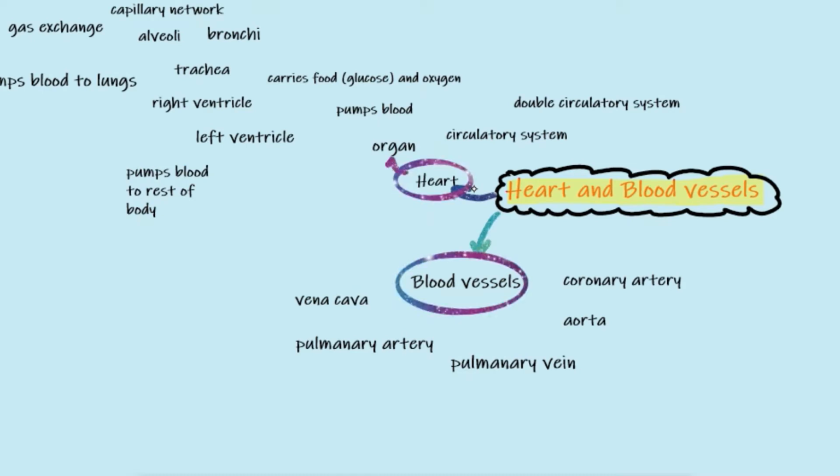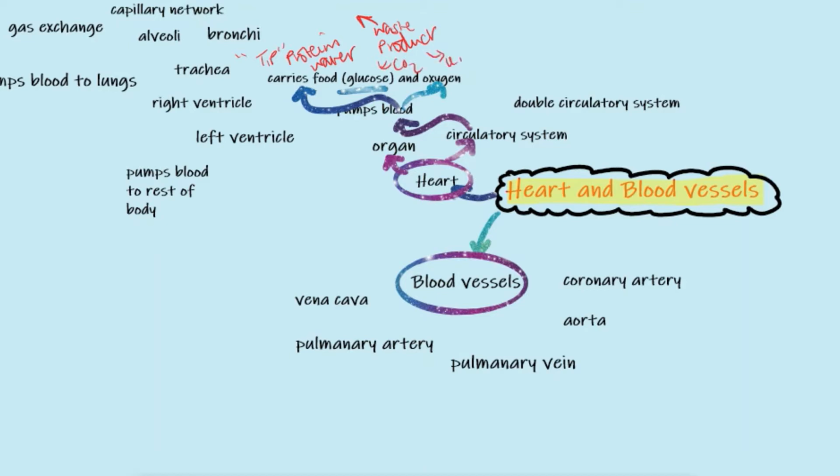The heart is an organ within the circulatory system and it pumps blood around the body. The blood carries food in the form of glucose and oxygen around the body. A tip to remember is that it can carry other substances such as proteins and water, and also can carry waste products, and these waste products include things like carbon dioxide and urea.